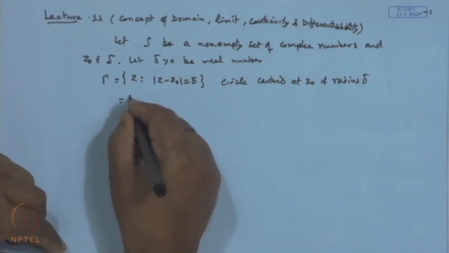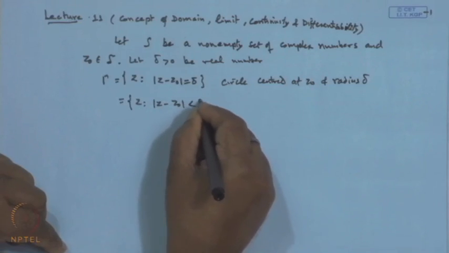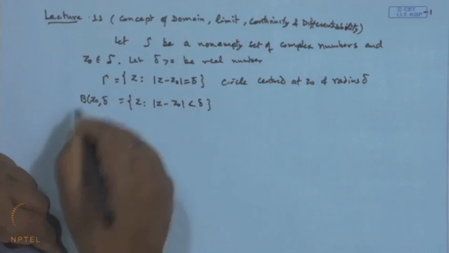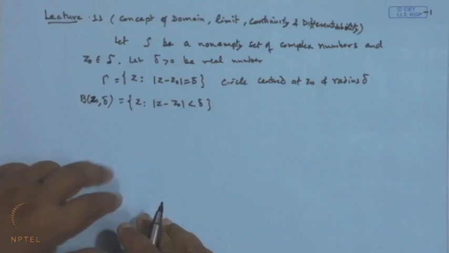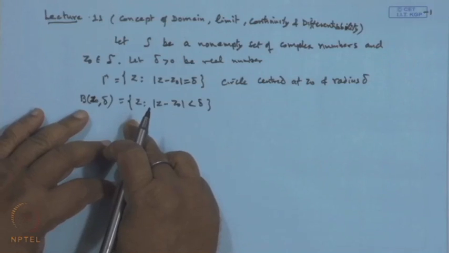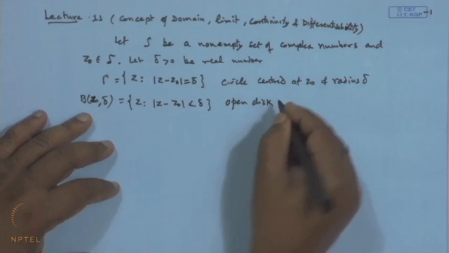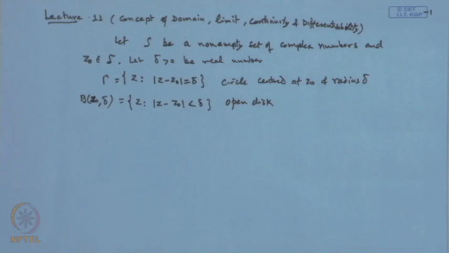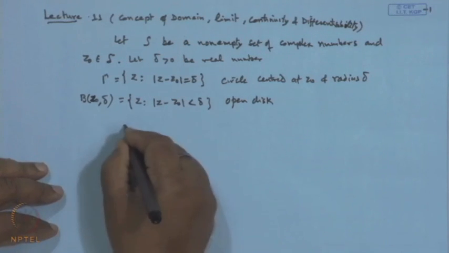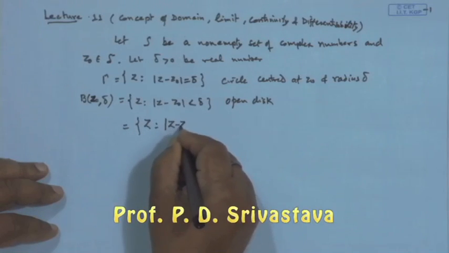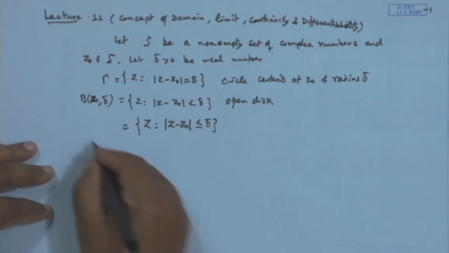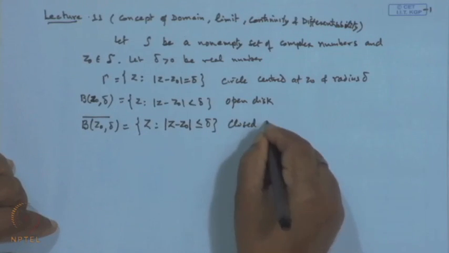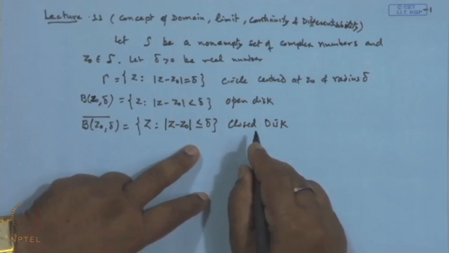Similarly, when you say the set of those points Z such that mod Z minus Z naught is less than delta, then this collection we will denote by V Z naught delta, the ball centered at Z naught with the radius delta, and it is an open disk. It is called the open disk centered at Z naught and with the radius delta. Then closed disk: the set of those Z where mod Z minus Z naught is less than or equal to delta. This we denote by V bar Z naught delta, where it is the closed disk centered at Z naught and radius delta.